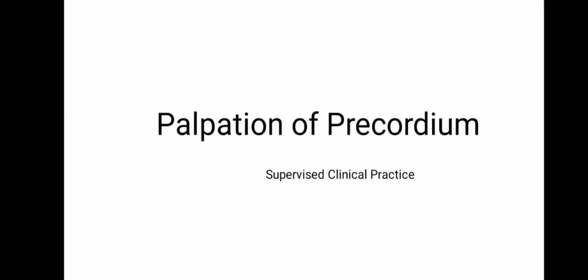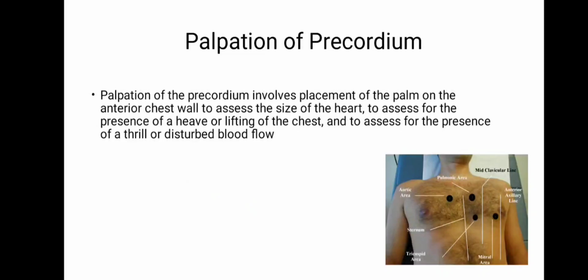What is precordium? Precordium is basically the part of the thorax right above the heart. To palpate the precordium, the flat of the palm is placed on the lower part of the left side of the chest, then along the left parasternal border, and finally the upper part of the right side of the chest.